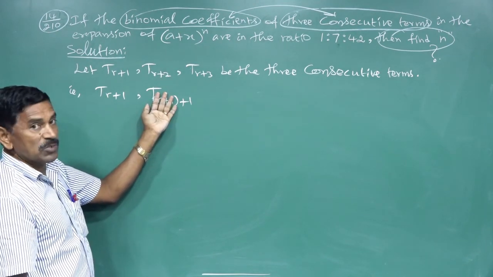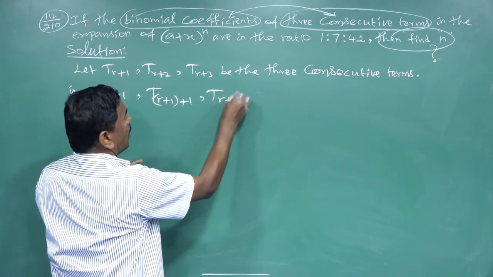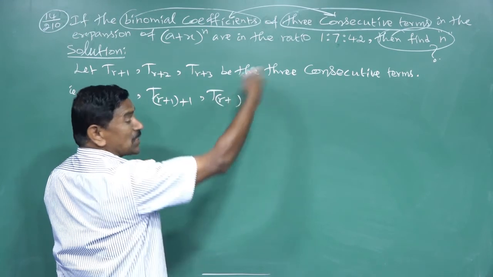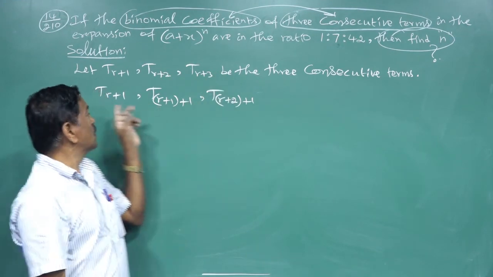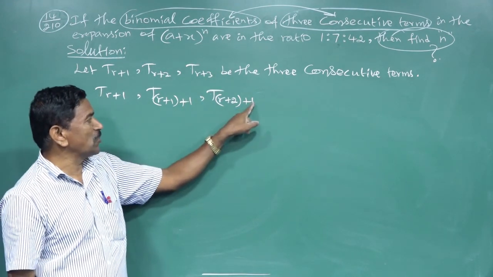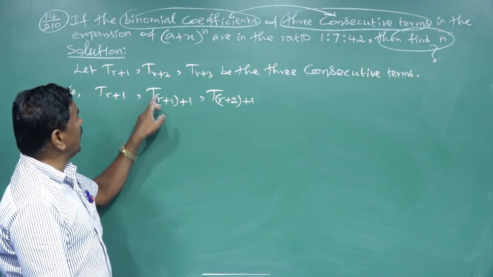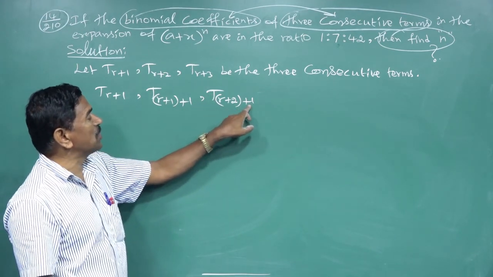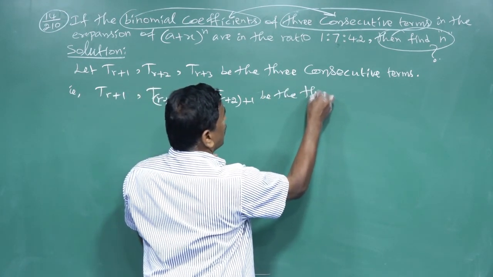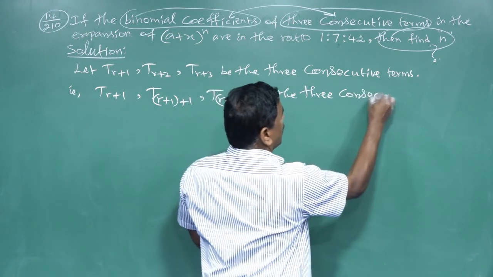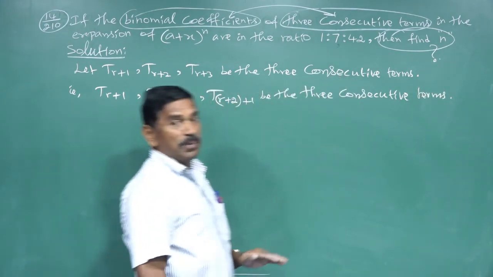It is of the form t r plus 1. So 2 can be rewritten as 1 plus 1. We need plus 1 last. So r plus 2 plus 1, if you doubt, 2 plus 1 equals 3. So we keep plus 1 last each time. After simplifying, we get t r plus 1, t r plus 1 plus 1, t r plus 2 plus 1 as the three consecutive terms. Okay, that's the preparation ready.